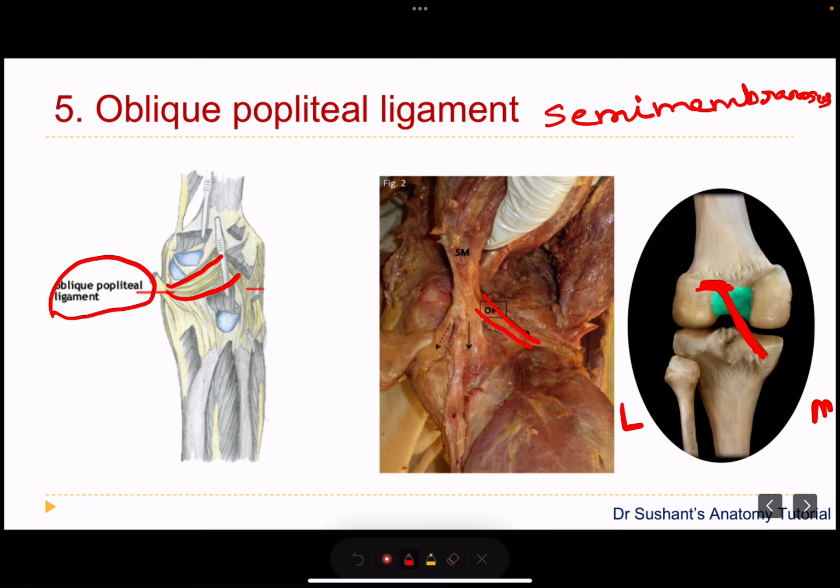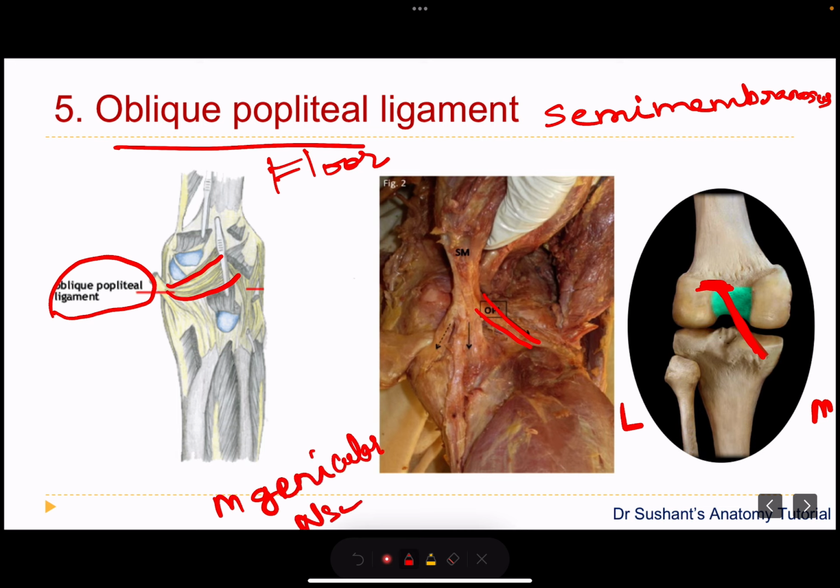And we know that the oblique popliteal ligament forms the floor of the popliteal fossa, and it is pierced by the middle genicular nerves and vessels, which are branches of the popliteal artery, tibial nerve, and the common peroneal nerves. So this is the oblique popliteal ligament. It is an expansion of semimembranosus muscle, and this is its attachment and the structures that pierce it.